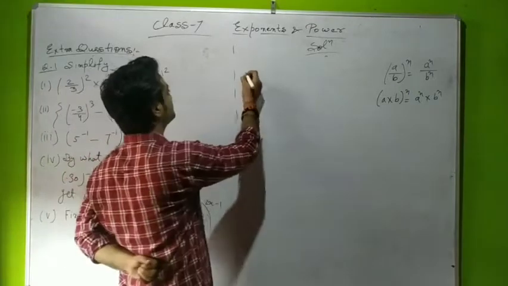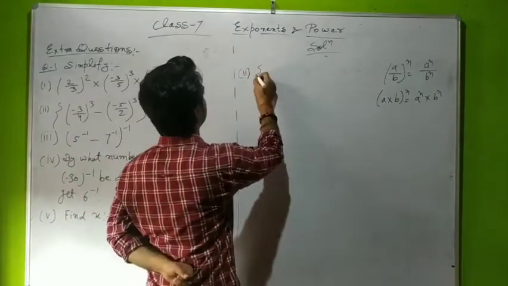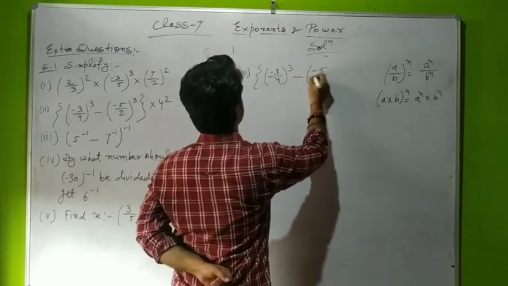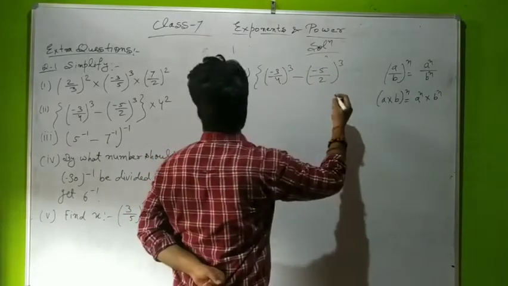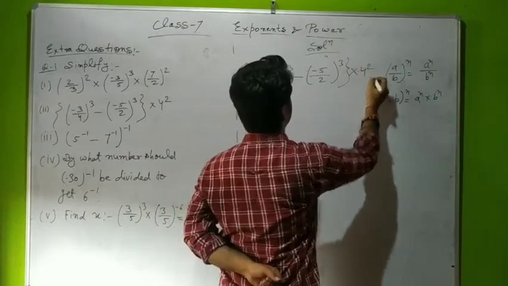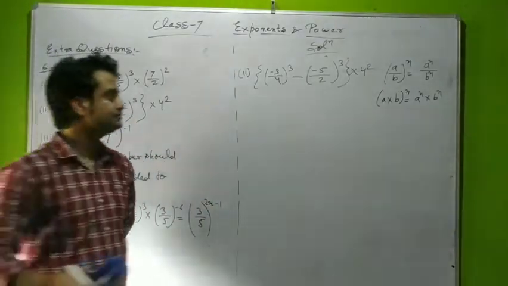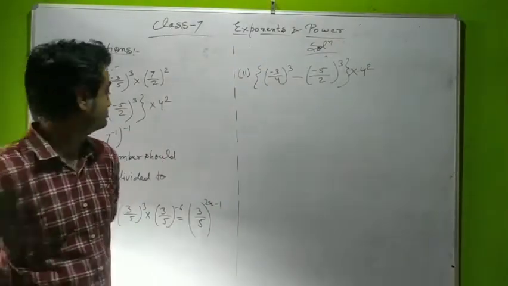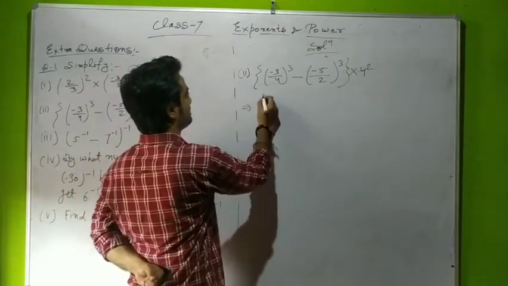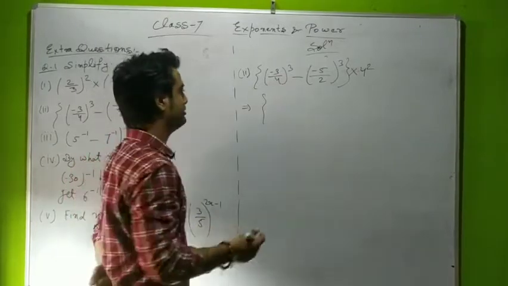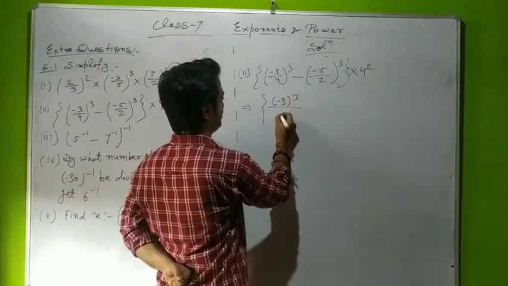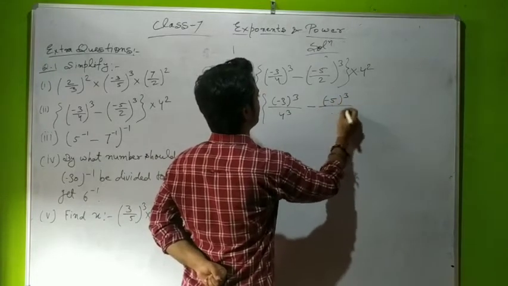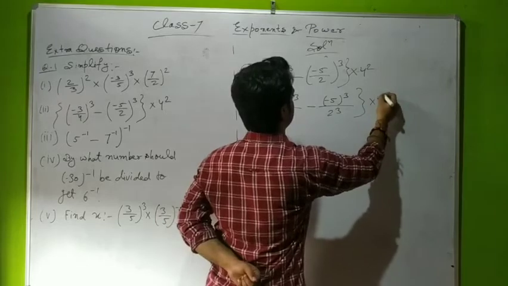So the second question is, again we have to simplify. This is (minus 3 upon 4) cube minus (5 upon 2) cube, then middle bracket, and into 4 square. We have to simplify this. Okay, so (minus 3 upon 4) whole cube can again be written as minus 3 cube upon 4 cube, and in the same way this one can be written as minus 5 cube upon 2 cube into 4 square.